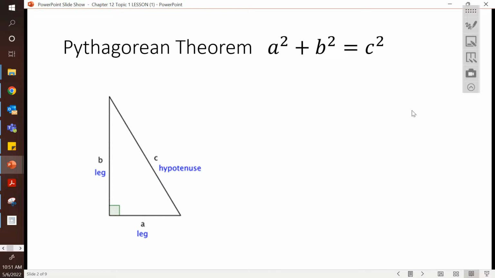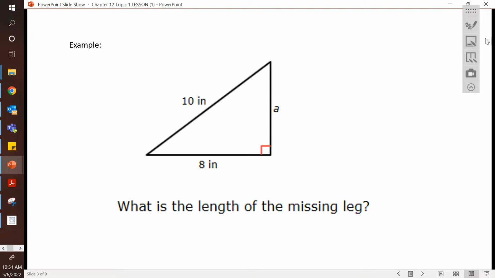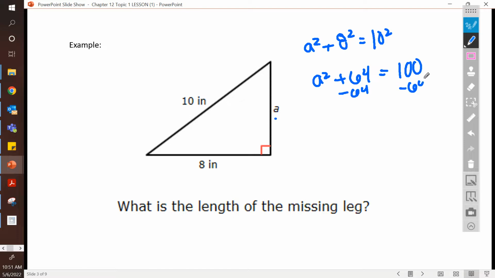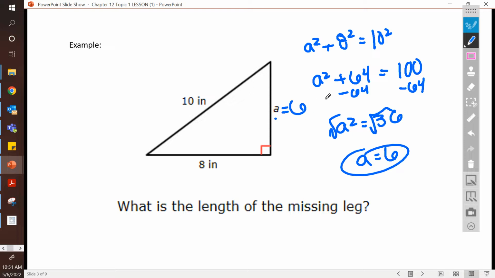As long as we know at least two of the sides, then we can solve this equation for the last side. So for example, what is the length of the missing leg? So we have leg squared plus leg squared equals the hypotenuse squared. We got a squared plus 64 equals 100, minus 64. A squared is equal to 36, which means square root both sides, a is equal to 6. So the missing side length over here, according to the Pythagorean theorem, is 6.